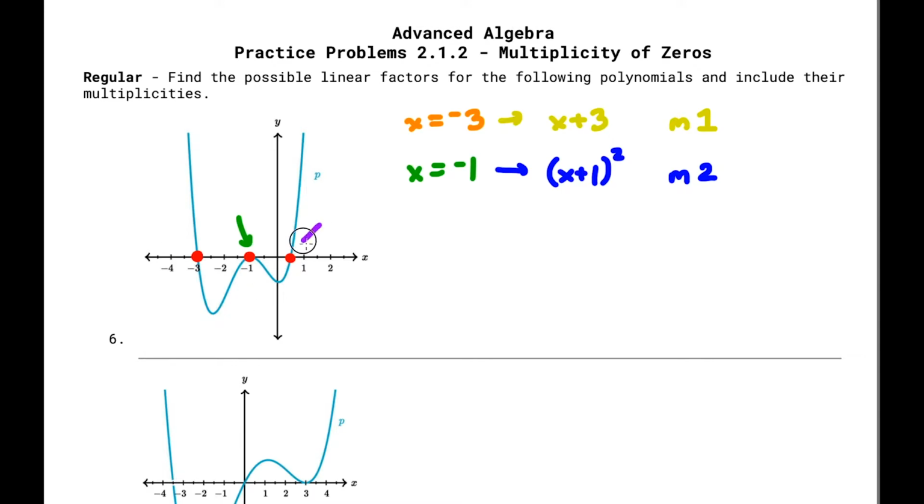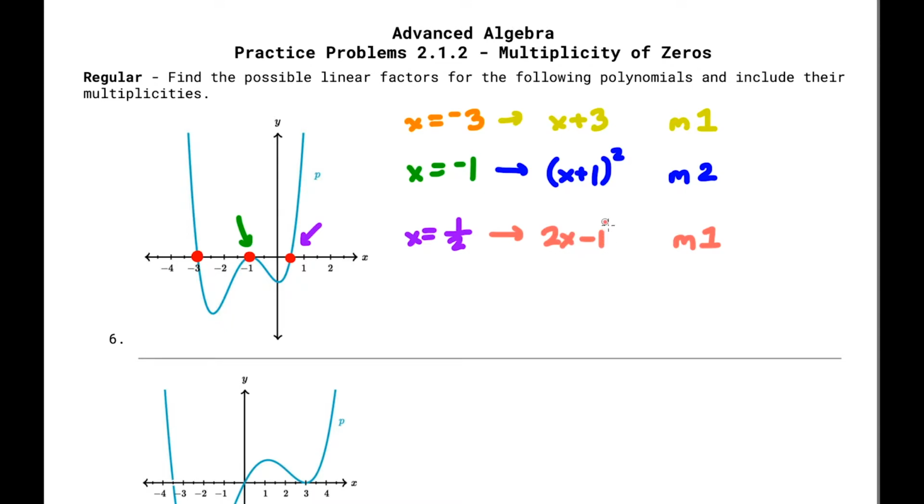And this last one right here, where it goes through x equals 1/2, because it's going right through it, it's going to have a multiplicity of 1. So I'm going to write that down right away: multiplicity of 1. And for a linear factor, you could do x minus 1/2, but you could also do 2x minus 1, because if you actually tried to solve this, setting it equal to 0, or you put 1/2 in there, you would still get a 0.